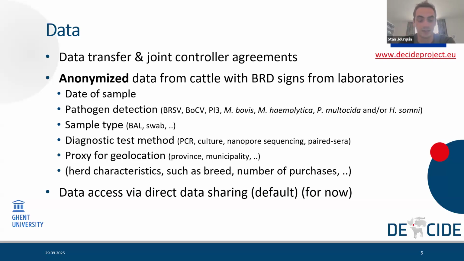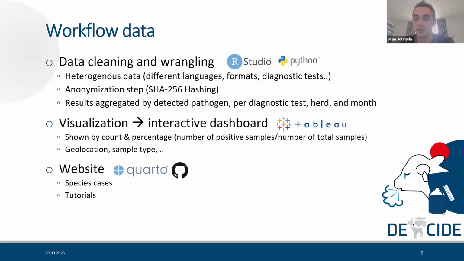Of course, also the breed and production type of the calves was gathered. And then we also asked for a proxy of the geolocation. Of course, everything was anonymized, so nothing is traceable back to a single farm. We only see it on a county level. And then, of course, once the data was shared, we had to provide a workflow to get it in one single template. That was the hardest part.